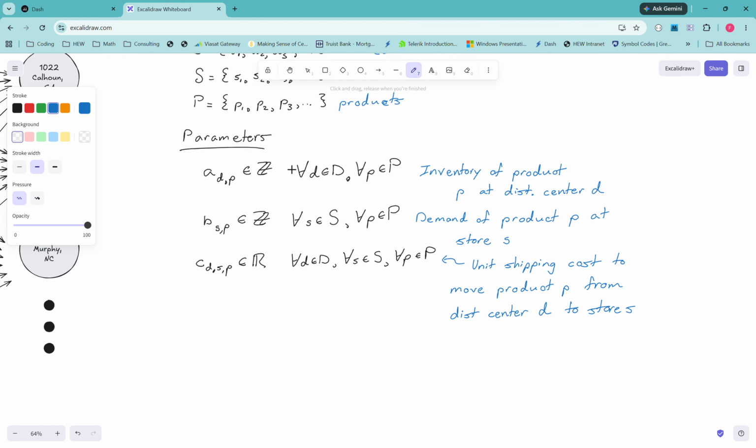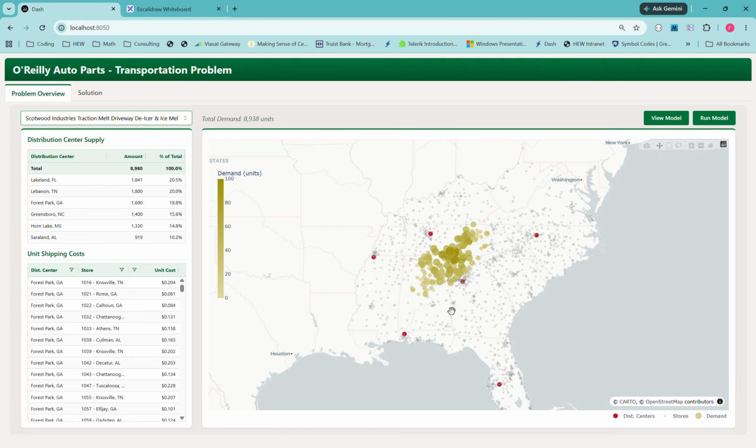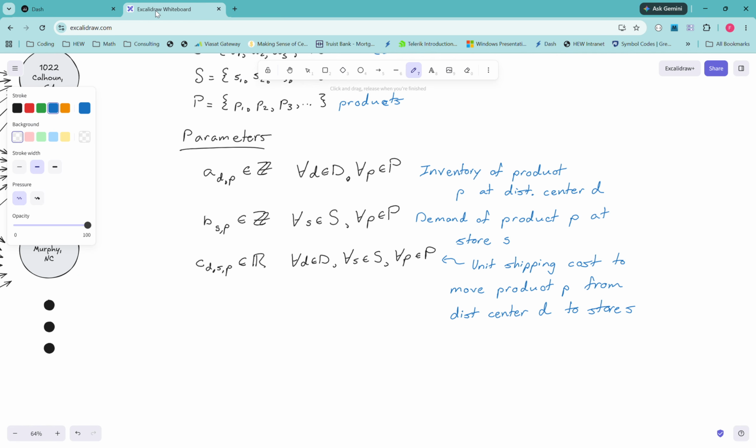All right. So we're doing fairly well at this point. We've been able to define our sets. We've been able to define all the input data that you're seeing on this problem overview tab. And now we can move on to our variables.